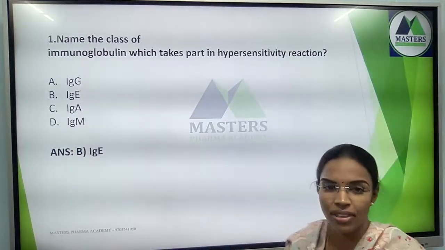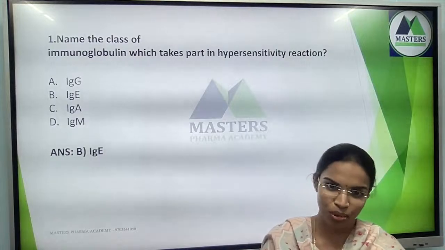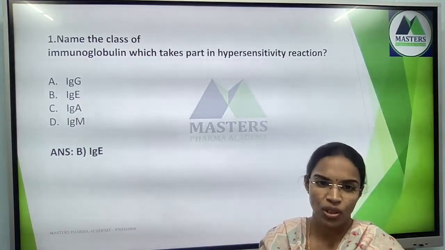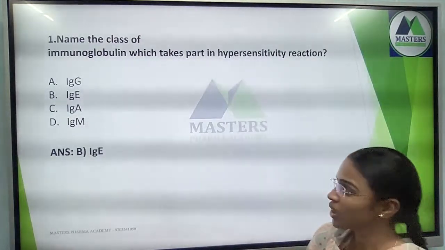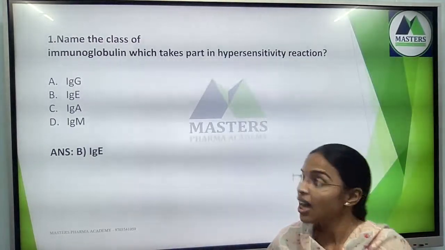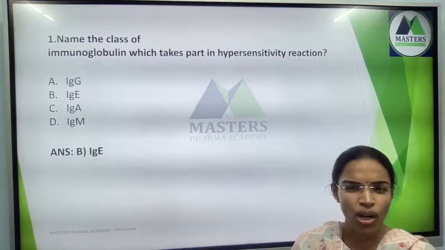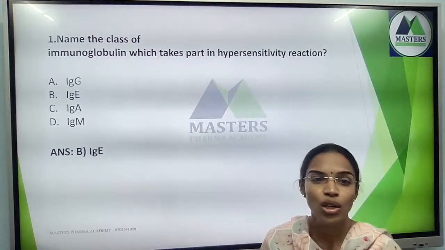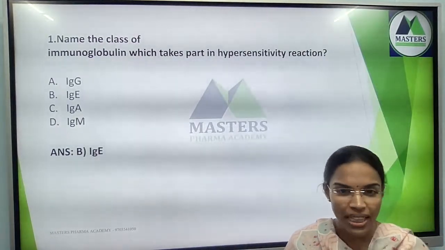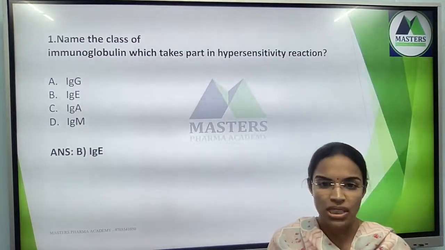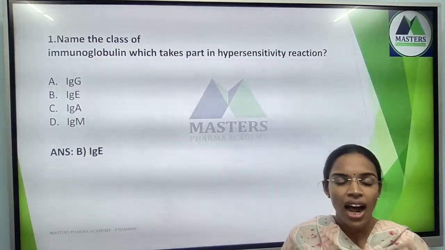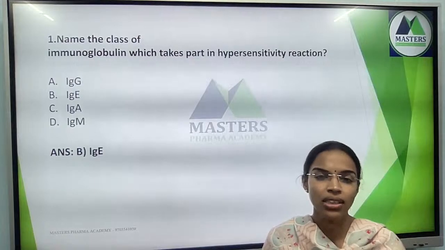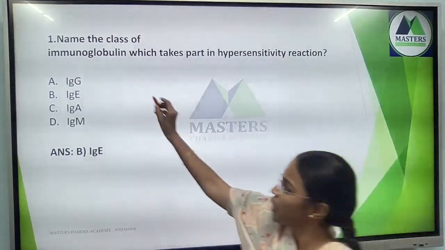Why? We usually have 5 types of antibodies. They are IgG, IgE, IgA, IgM, and IgD. The immunoglobulin which is responsible for hypersensitivity reactions is IgE. What about IgG? What kind of immunoglobulin is IgG? IgG is the immunoglobulin which is responsible for opsonization, that is identification, and for complete removal of antigen from the body.